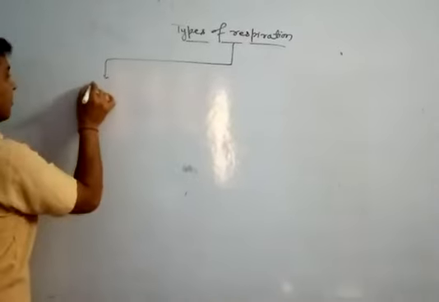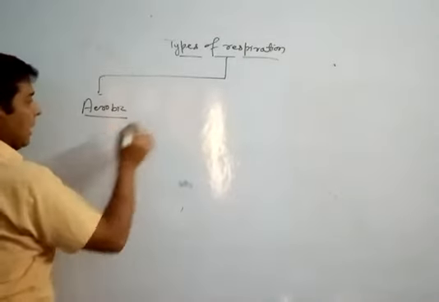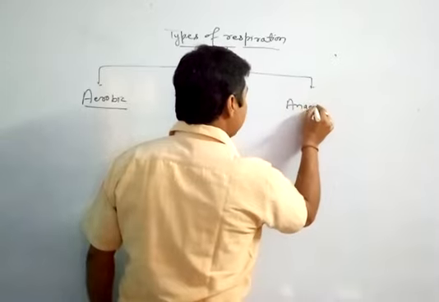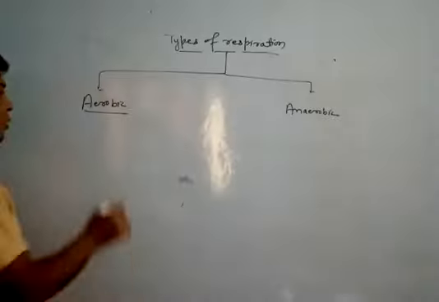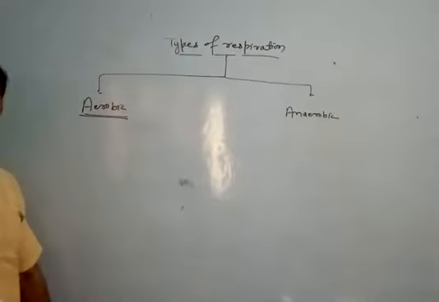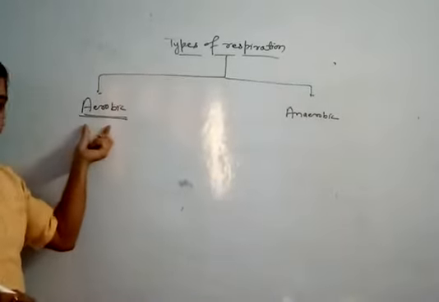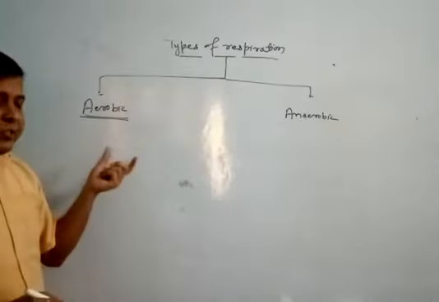The first is aerobic and the second is anaerobic. The concept is known already from previous classes. Respiration is of two types: aerobic respiration and anaerobic respiration. It's very simple to understand.